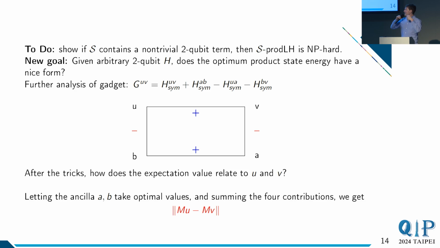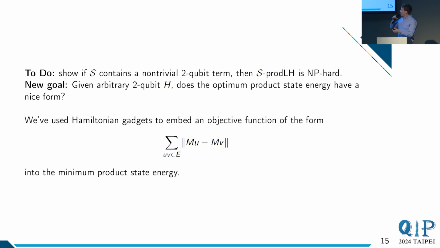Okay, so we've taken our original arbitrary 2-qubit term and mapped its minimum product state energy to an expression like this. And that means we've mapped an arbitrary instance of this product state problem to an objective function of this form. It's a sum over distances with this transformation matrix. And that means that now we can move on, stop talking about Hamiltonians and product states, and if we can show that this objective function is NP-hard, then we've shown that product state energy is NP-hard, and we're done.